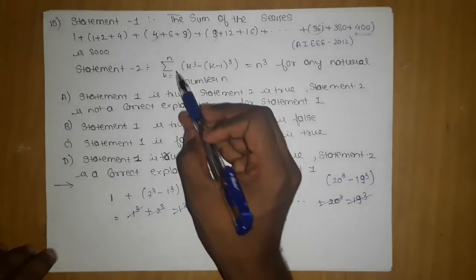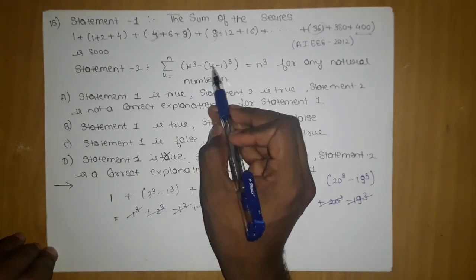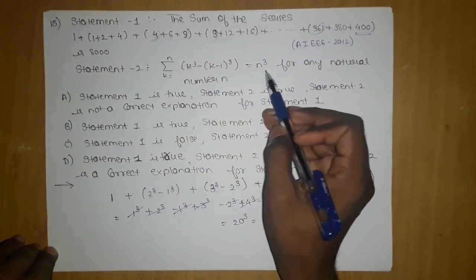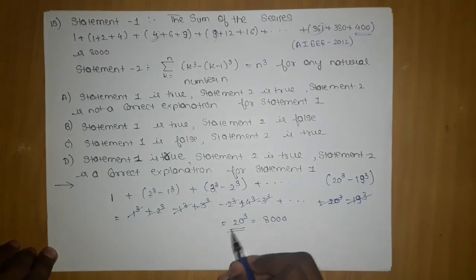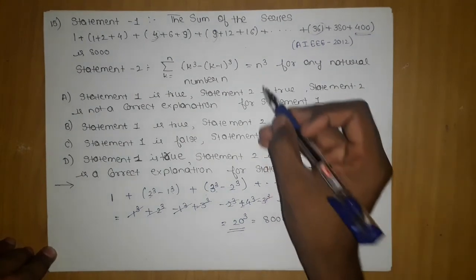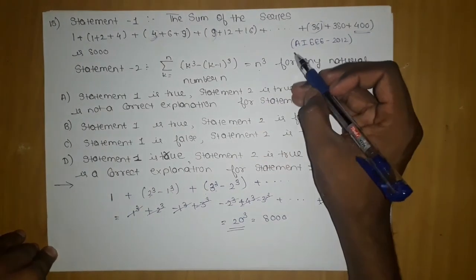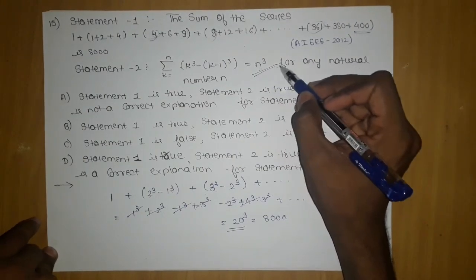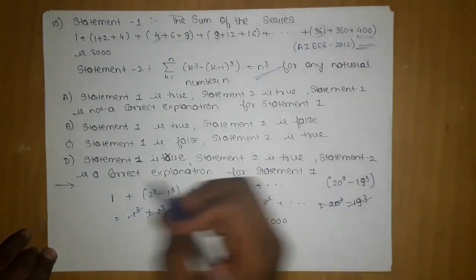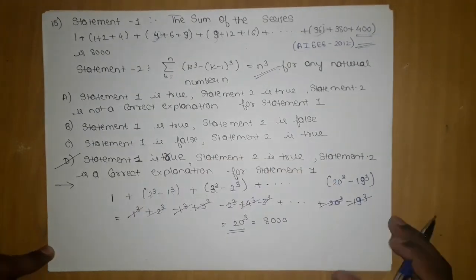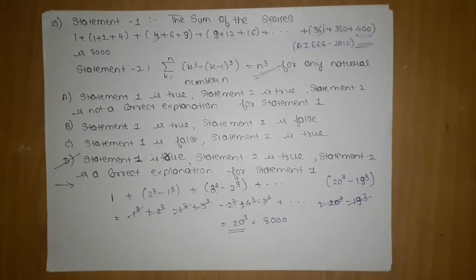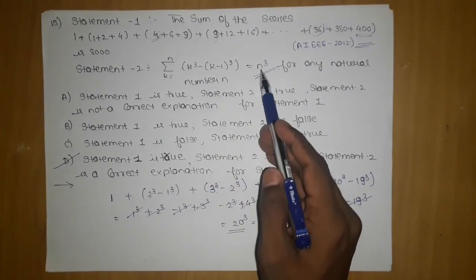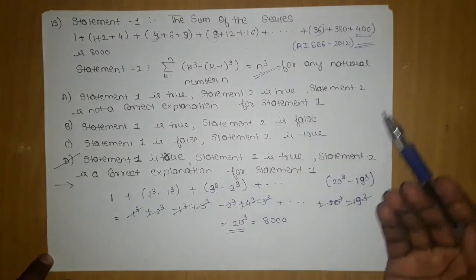And you can see here they have given the summation of n cube minus (n minus 1) cube equals n cube, which is verified from here. We are getting 20 cube, hence this is true, and it is a correct explanation for statement 1. So we will go with option D, which says statement 1 is true, statement 2 is true, and statement 2 is a correct explanation for statement 1, because the same thing is happening here.